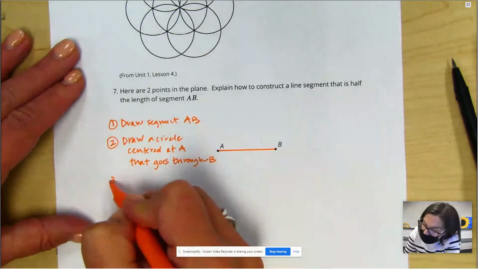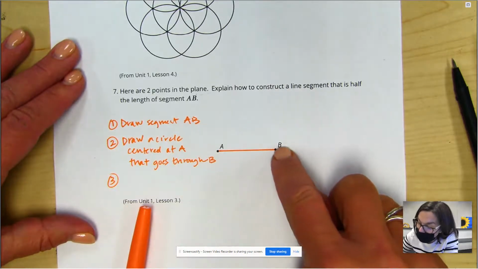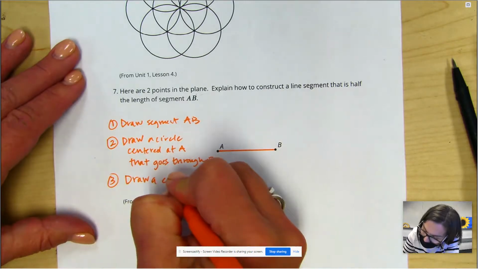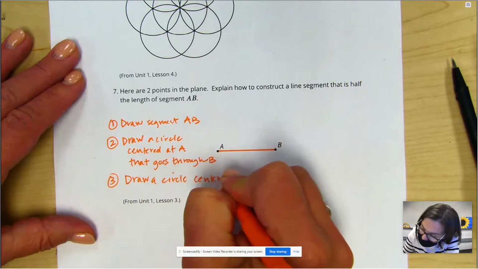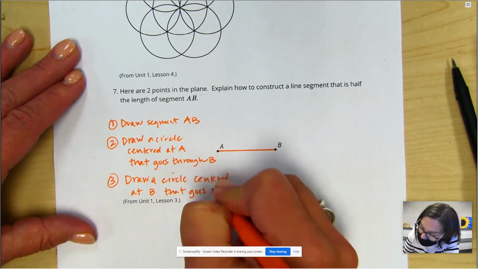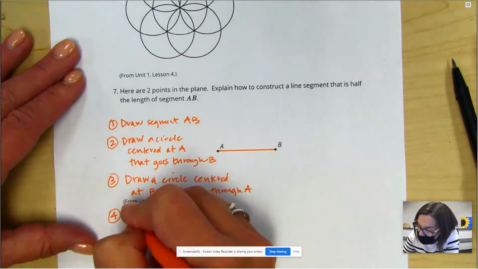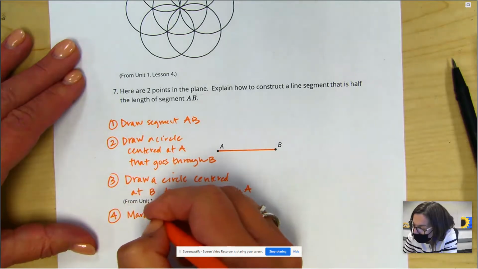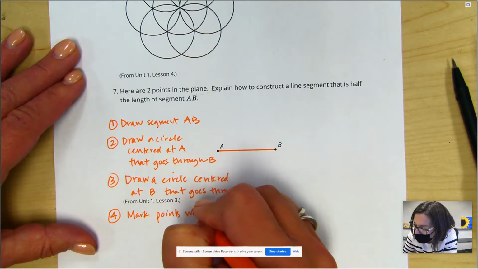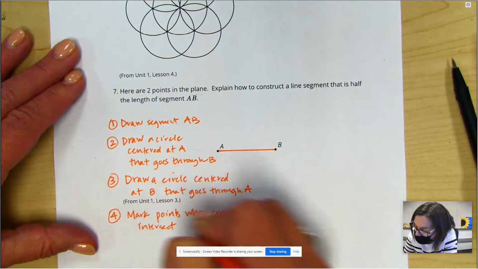Then you're going to draw a circle centered at B that goes through A. Then you're going to mark points where the circles intersect, and then draw a line.